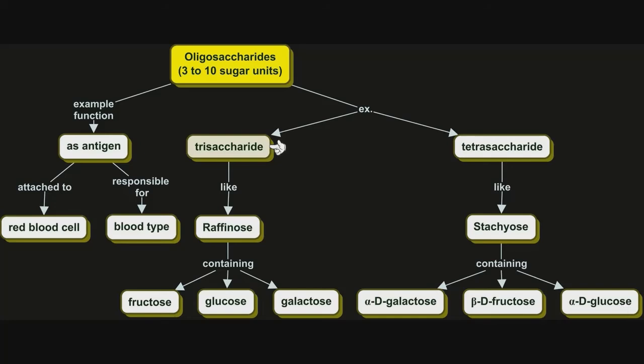Another one is a trisaccharide. An example is raffinose. This is very important to plants. It contains fructose, a glucose, and a galactose. An example function of an oligosaccharide is as an antigen. This antigen can be attached to our red blood cells.